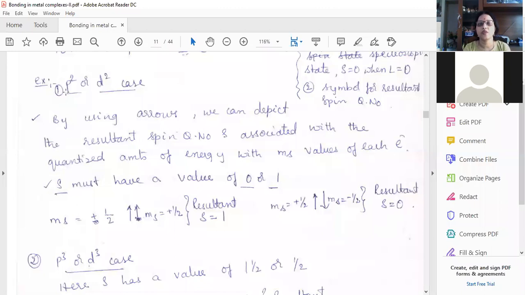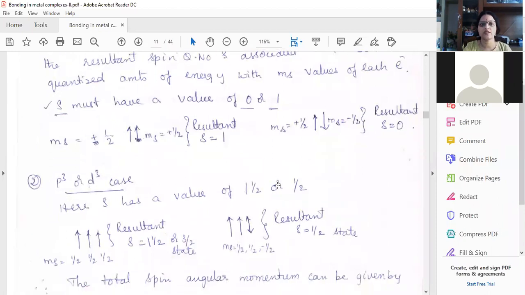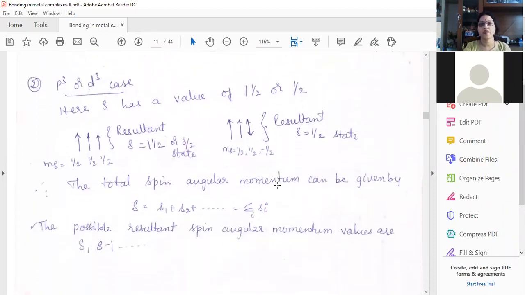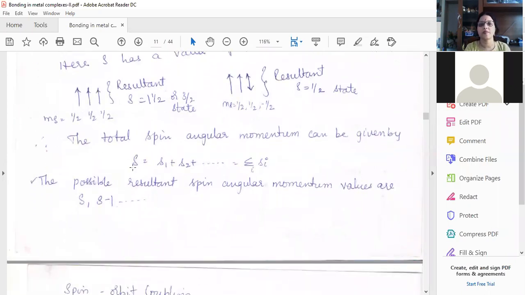So if it is a P2 or if only two electrons are present, whatever may be the orbital, what is that overall S value you are getting? Resultant spin quantum number capital S is either 0 or 1. When only two electrons are there, either they spin in the same direction or in the opposite direction. If it is 3 electrons, I can have different values again. It can be 3 by 2 or it can be half. Again, this is a summation. Capital S, the total spin angular momentum, is the summation of all the spins of the single electrons.